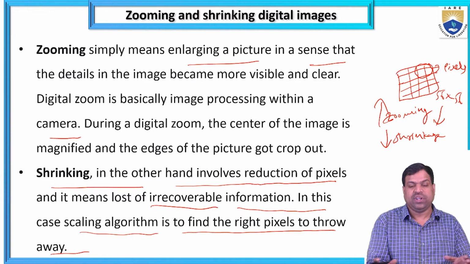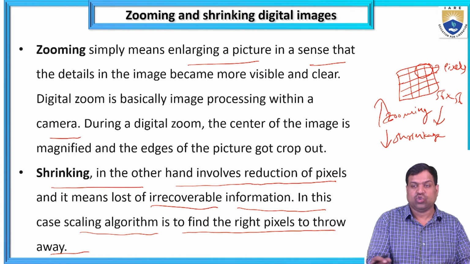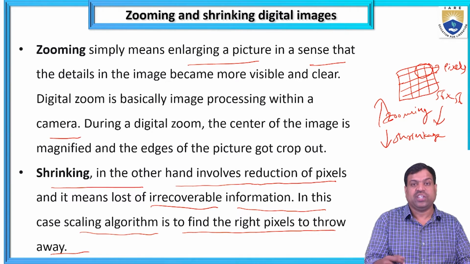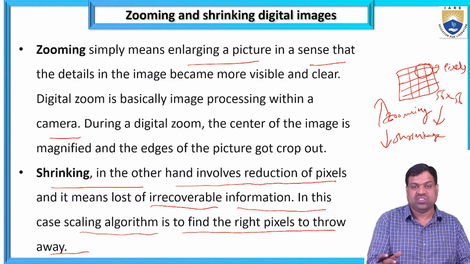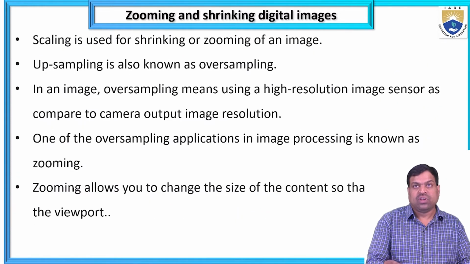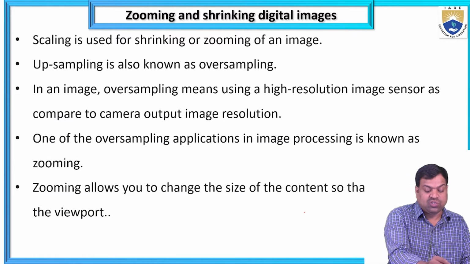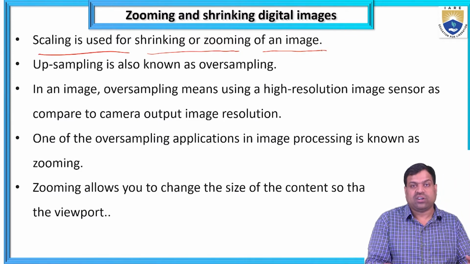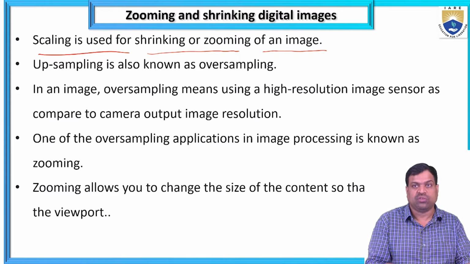Zoom in, zoom out, like this. If I'm applying zoom in, that means zooming; zoom out means going for the shrinkage, reducing the pixels. The advantage of shrinkage is that the pixel size is reduced. And scaling plays another major role in zooming and shrinkage. Scaling is used for shrinking or zooming of an image. So what is the major role of scaling in shrinking and zooming of the image?